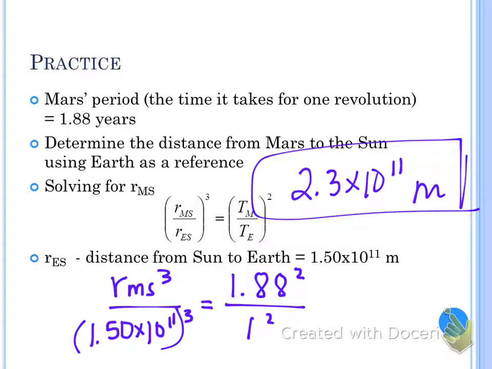Okay, so algebraically, this is what I did. 1.88 squared times 1.50 times 10 to the 11th, and then I cubed just that. So you might have to do that in parentheses. We don't want to cube 1.88 squared times 1.5. We want to cube just that 1.5 times 10 to the 11th. So make sure you're being careful there.